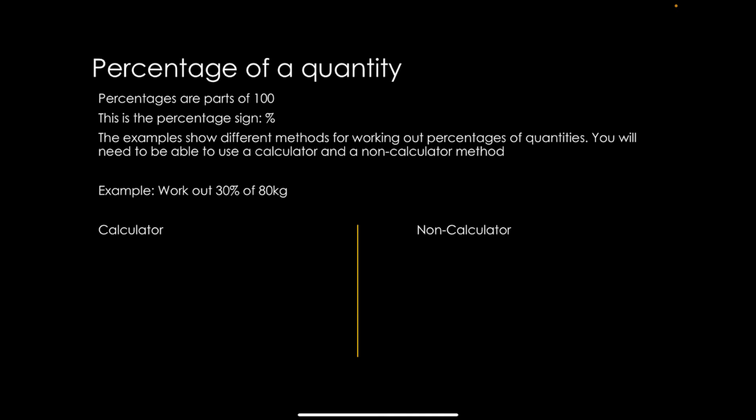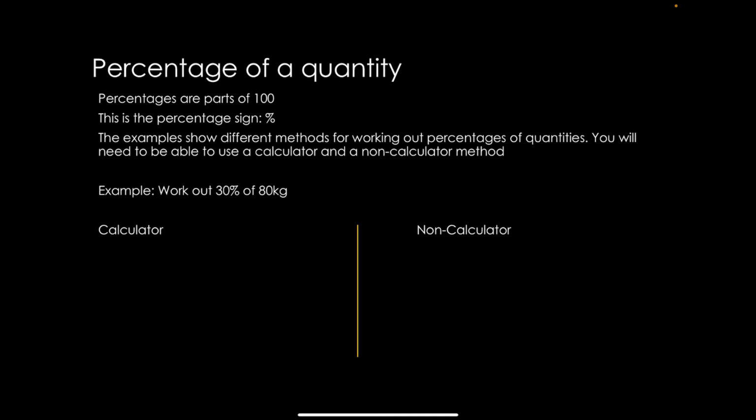So percentages are part of 100, okay? This is the percentage sign. When we say percentages are part of 100, it means we basically split that amount into 100 pieces and then find however many we need. The examples below show different methods for working out percentages of quantities. You'll need to be able to use a calculator and a non-calculator method.